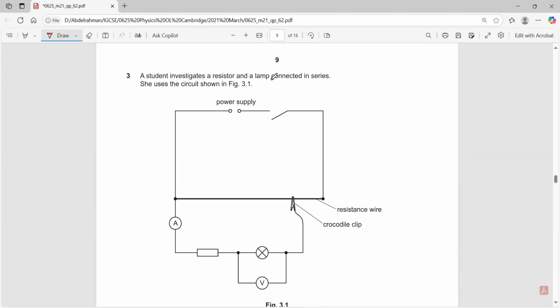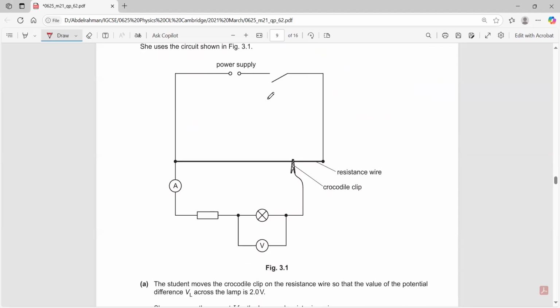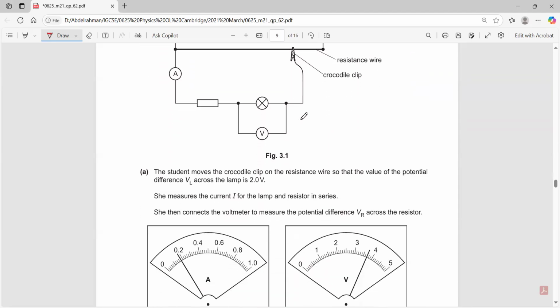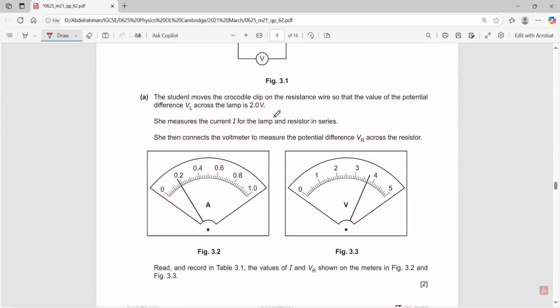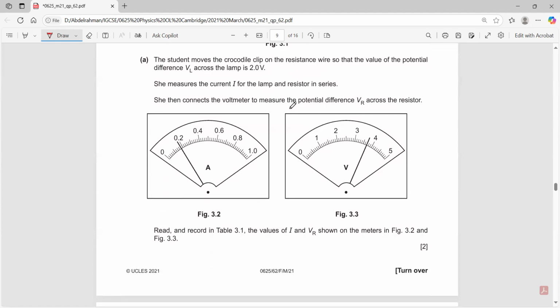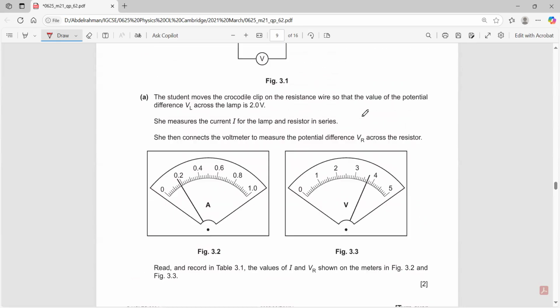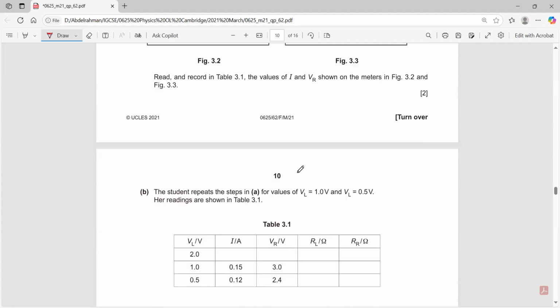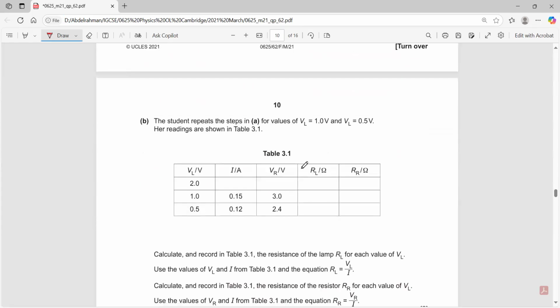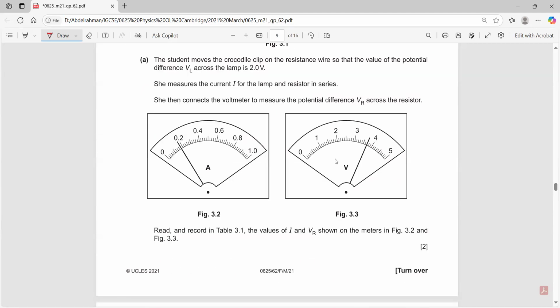Question 3. He investigates a resistor and lamp connected in series. He has a crocodile clip, and then moves the crocodile clip and finds the voltage and the current. Read and record the values of I and VR, which is the voltage across the resistor. So I is 0.18. VR was 3.7, yes, it was 3.7.